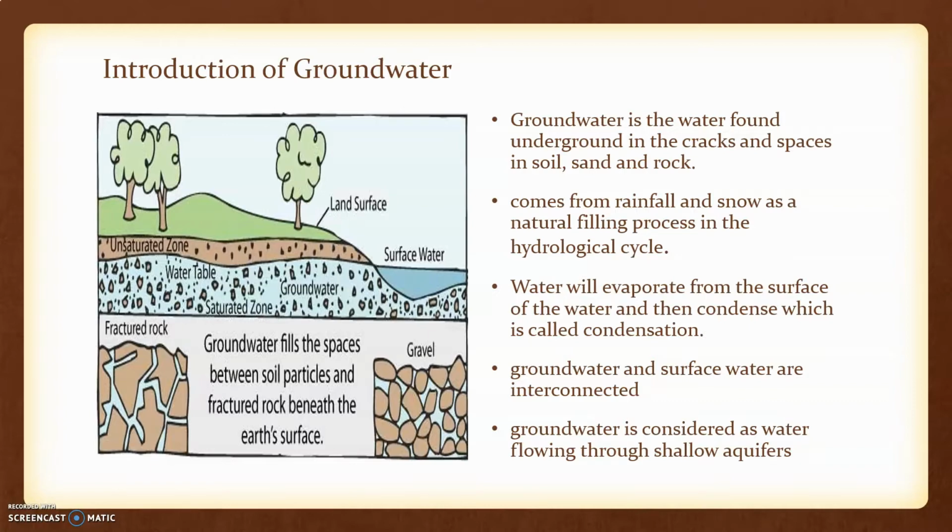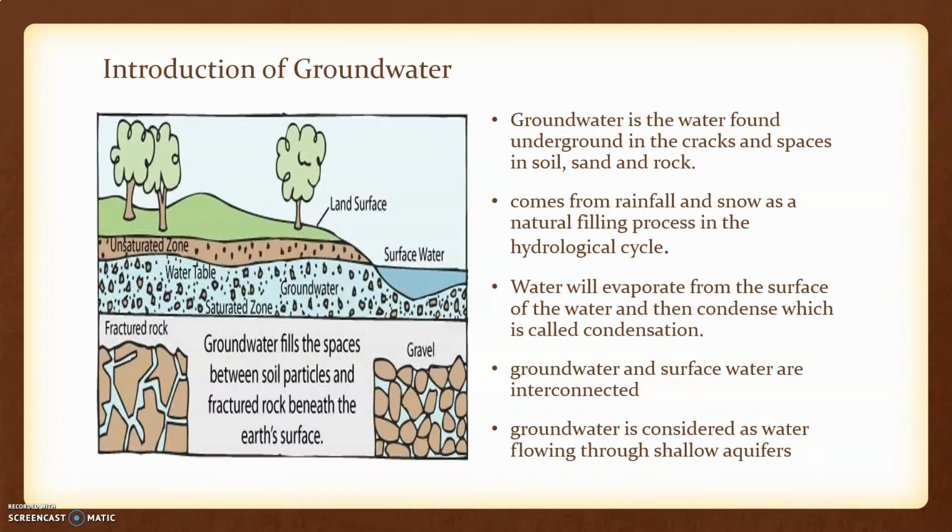The water cycle moves water through the environment. When water falls to the ground as rain or snow, it can flow into rivers, lakes, or bays. Water will evaporate from the surface of the water and then condense, which is called condensation, and form a cloud that can cause rain or snow. However, groundwater and surface water are interconnected.